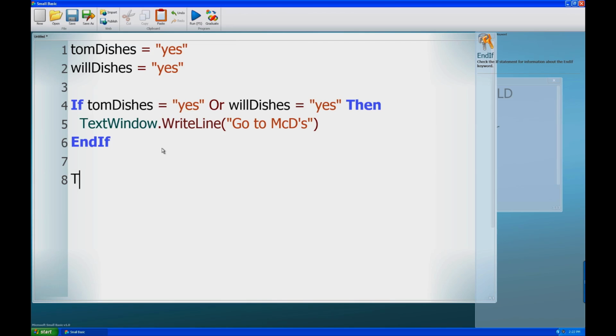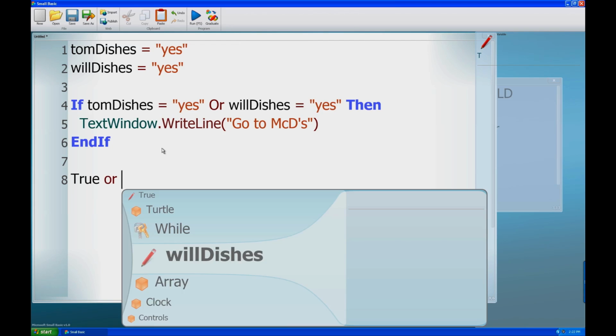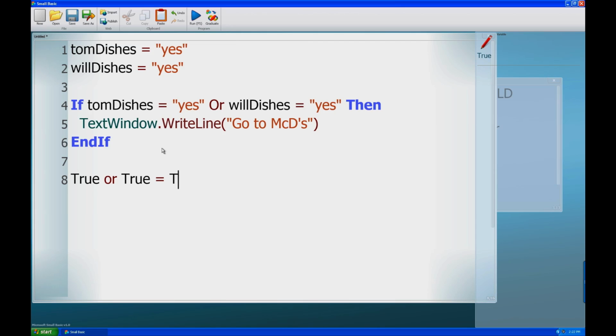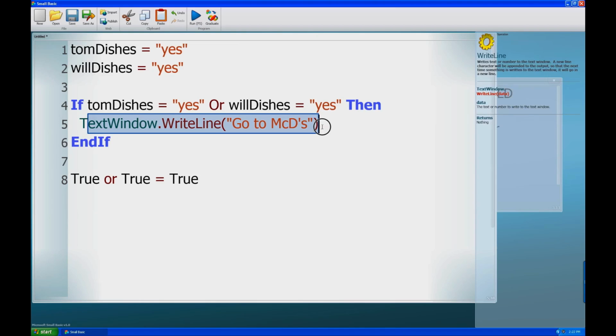So we can start understanding Boolean like so. True or true equals true. Now that sounds very, very confusing. But essentially what this means is, if this statement's true, or this statement's true, then we will run our condition. True, we will run it.